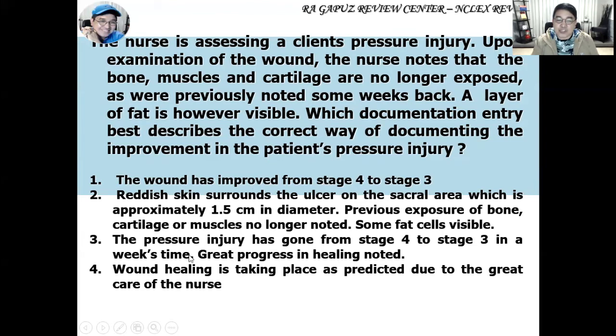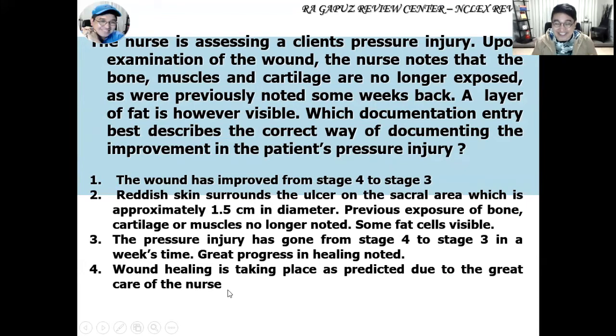Well, the word great is a matter of opinion. What might be great for you might not necessarily be great for others. So this is very subjective. It's not objective enough. So we can discard option 3. Option 4: Wound healing is taking place as predicted due to the great care of the nurse.